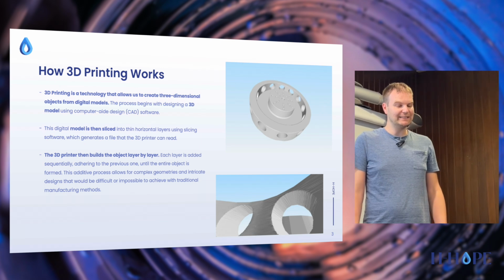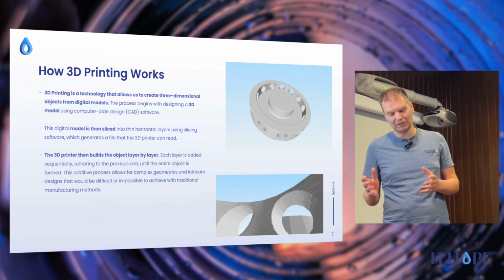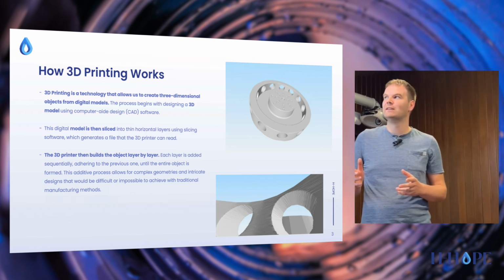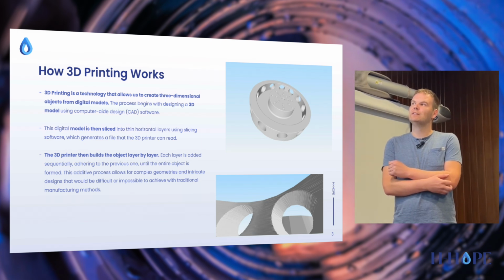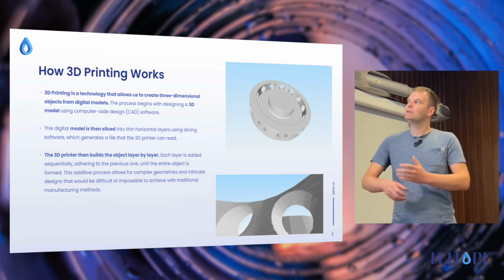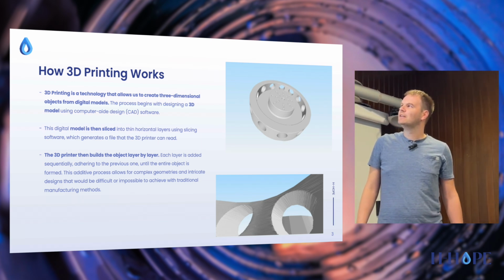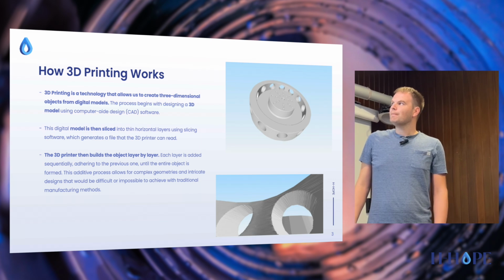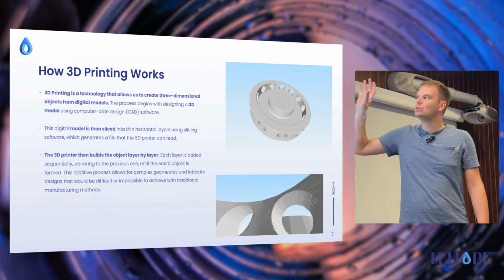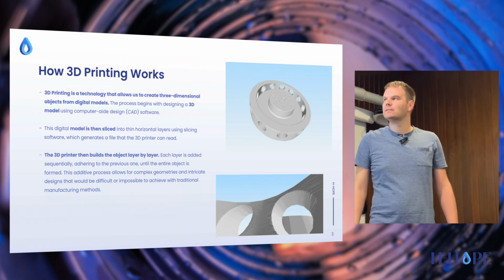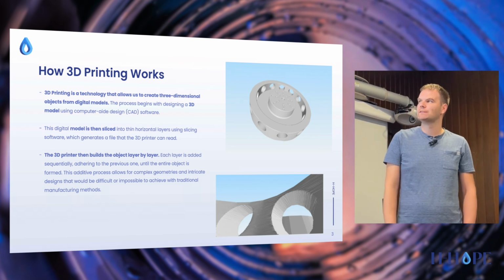Okay, so how does 3D printing work? 3D printing is a technology that creates a three-dimensional object from a digital model. So first we need to have a digital model in order to create a 3D printed model. So here you can see the digital model of the do-it-yourself generator rotor. And to create that model, you first need to know how to use 3D designing software like AutoCAD or SolidWorks.